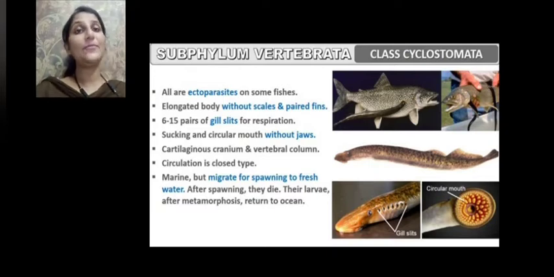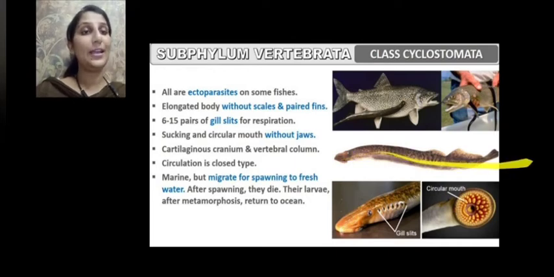And the cranium and vertebral column are cartilaginous, and circulation is closed type. That means the blood is flowing through blood vessels, and they are marine but migrate for spawning to fresh water. Spawning means for the egg laying purpose. They swim from the marine waters to fresh water, and soon after spawning they die, and their larva, after undergoing metamorphosis, that is a larva changing into adults, they return back to their marine waters. So this is about Cyclostomata.